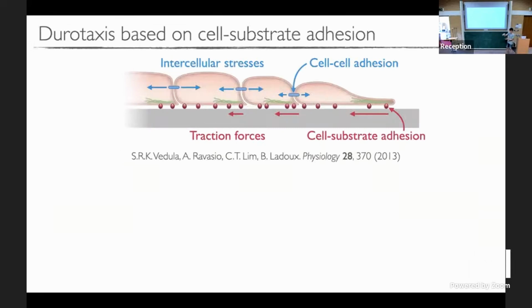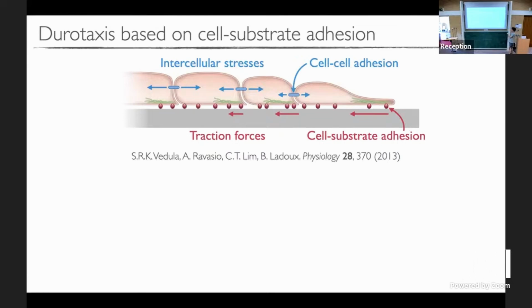This is the same picture as before. You have cells that adhere to a substrate, and they adhere through molecular complexes known as focal adhesions. They also adhere to other cells if we're in a multicellular context, and they generate internal stresses, and then they transfer them both to other cells and to the substrate, through focal adhesions. Then through this transmission of forces, they generate traction, which allows them to migrate forward.